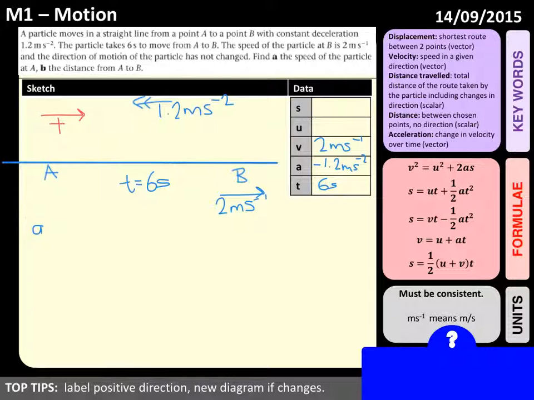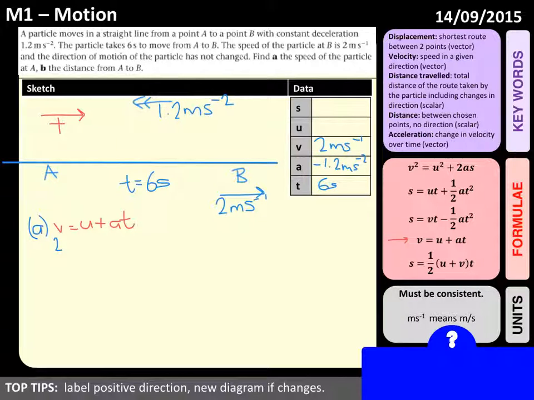So for part A, we're asked to find the speed of the particle at A, so we're going to be looking for u. So I need an equation involving u, v, a and t, and therefore I'm going to select this one just here, v equals u plus at. Okay, so I'm going to have to do a bit of rearranging in my formula, and I'm going to choose to do that after I've substituted in the values.